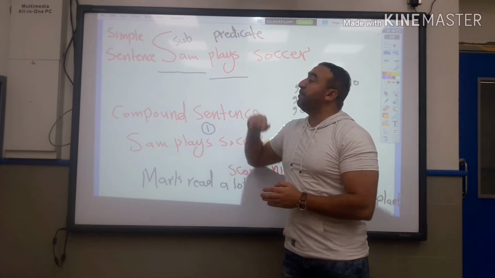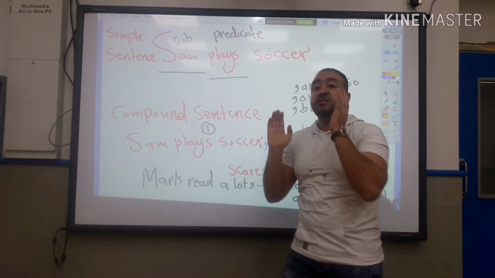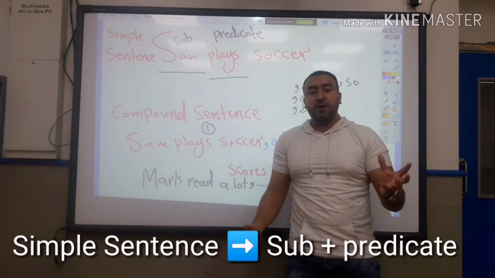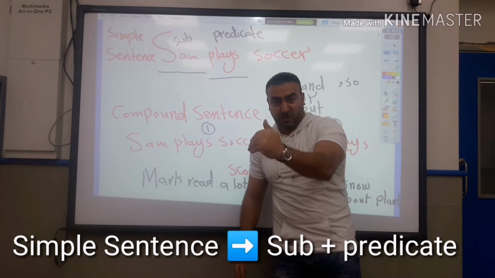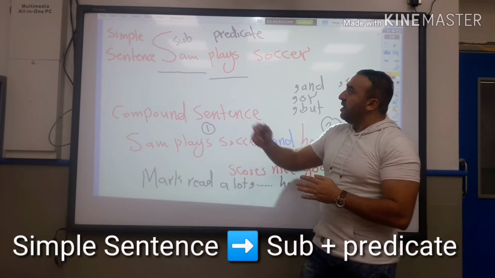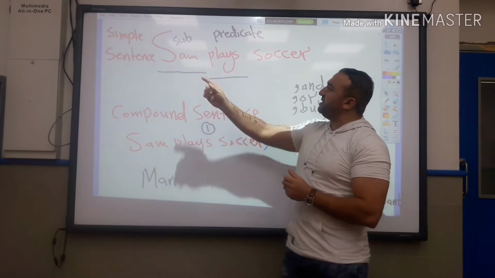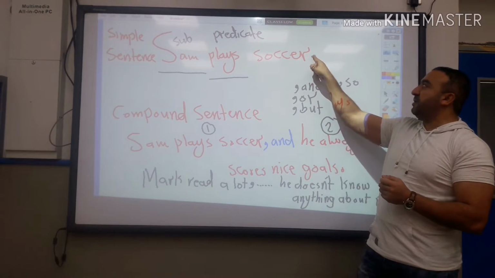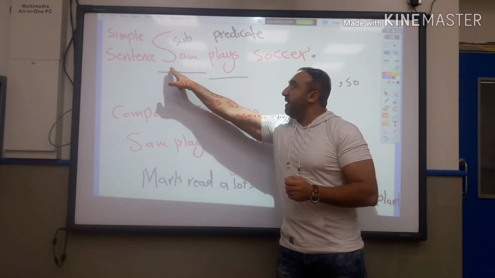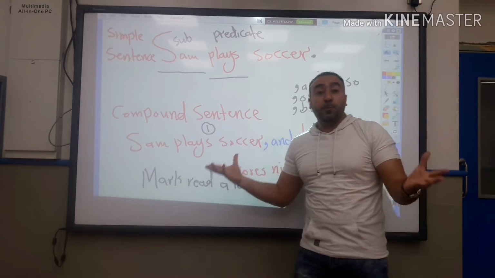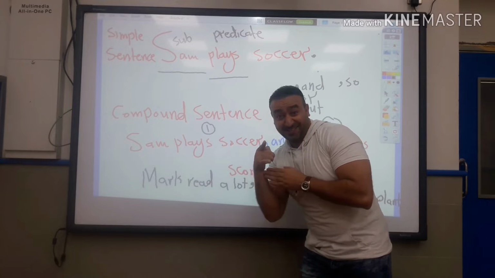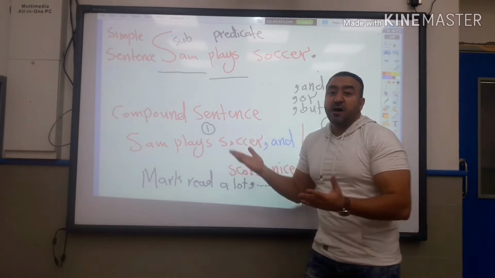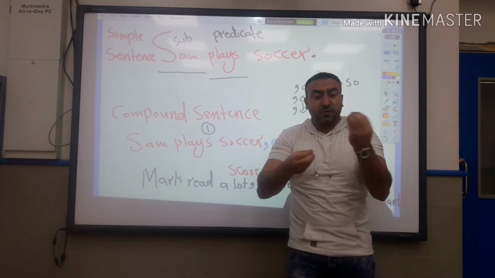Now, what is the simple sentence? Now, the simple sentence is the sentence that has a subject and a predicate. Subject and predicate. Predicate means verb or action, and the rest of the sentence. Look at this sentence, for example, when I say Sam plays soccer, and period, don't forget the period. Sam plays soccer. Who plays soccer? Excellent, Sam. What does Sam do? Play soccer.